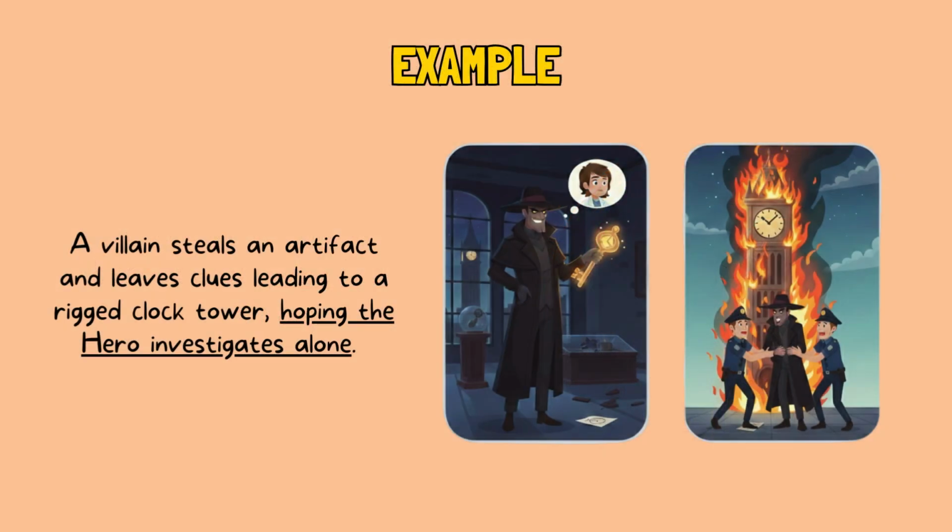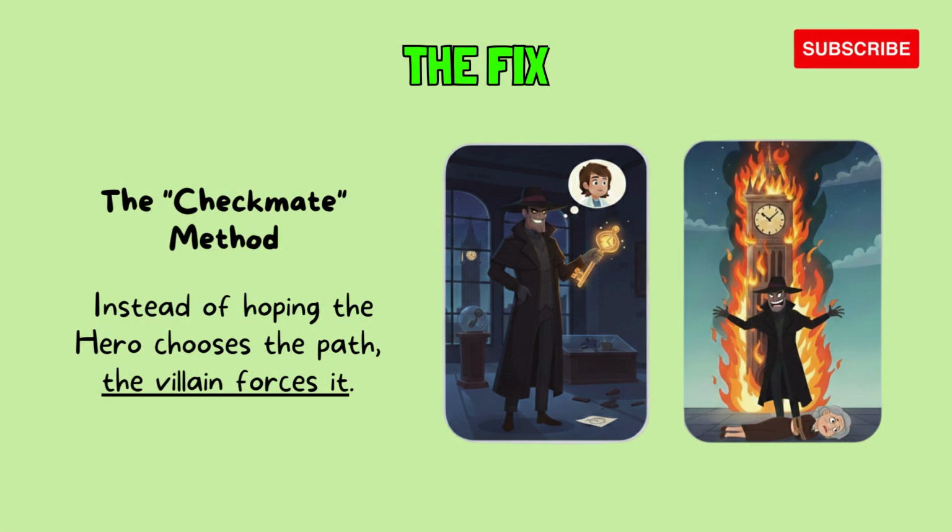For example, a villain steals an artifact and leaves clues leading to a rigged clock tower, hoping the hero investigates alone. The problem? It relies on luck. If a random cop finds the clues first, the trap is wasted. The fix: the checkmate method.